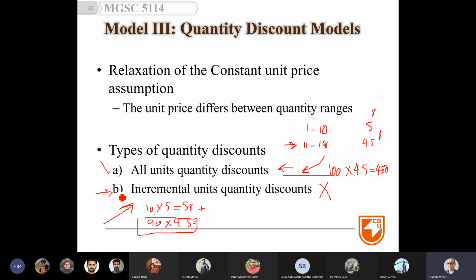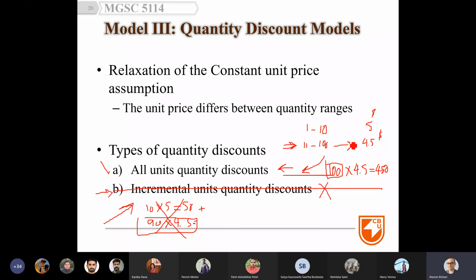We will not cover this one, okay? So forget about the difficult method. We're going to use the simple one. So we just look at how many you want to purchase, 100, and you will see which bracket or which range 100 is in. And in this range, how much is the unit price, okay? Everybody understand? That's the meaning of the all unit discount system.